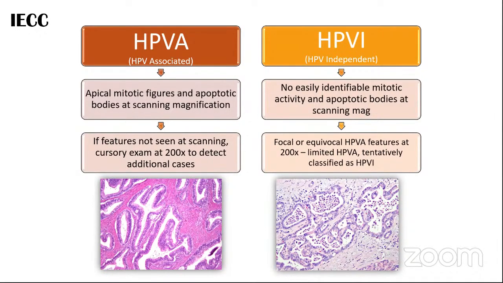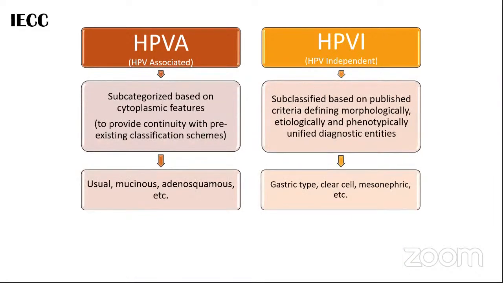But what we said was that any HPV-associated adenocarcinoma could be identified by seeing very easily identifiable apical mitotic figures and apoptotic bodies at either scanning magnification or intermediate magnification. And if you couldn't see them easily and you had to go on high power and really search high and low for mitotic figures, then those were determined to be HPV-independent adenocarcinomas. And then we further subclassify them based on previously existing classification schemes, just to be in continuity with that.